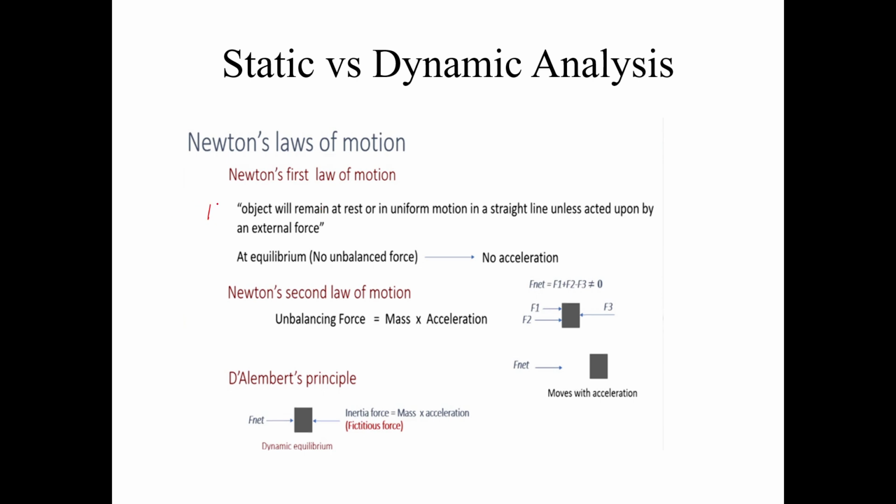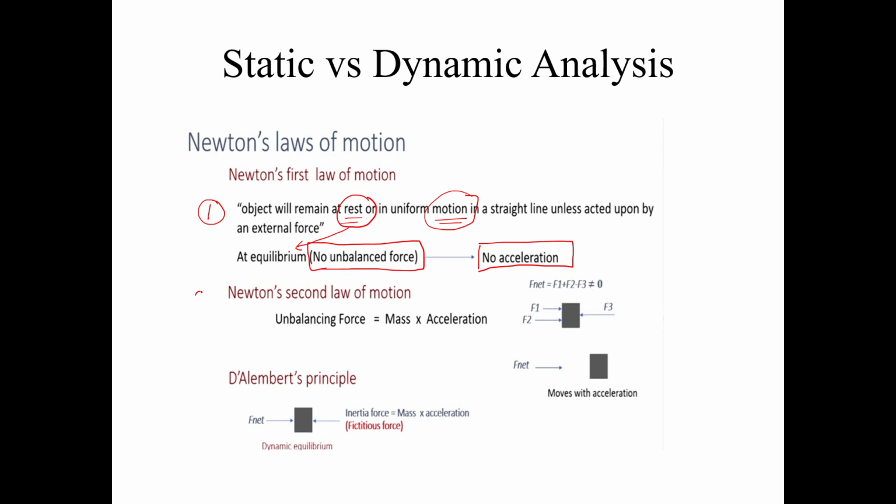So what is the first law of motion? Any object will remain at rest or in uniform motion unless acted upon by an external force. That means if the object is at rest, it is at equilibrium. As it is at equilibrium, there is no unbalanced force, right? As it is not in motion, there is no acceleration, right?